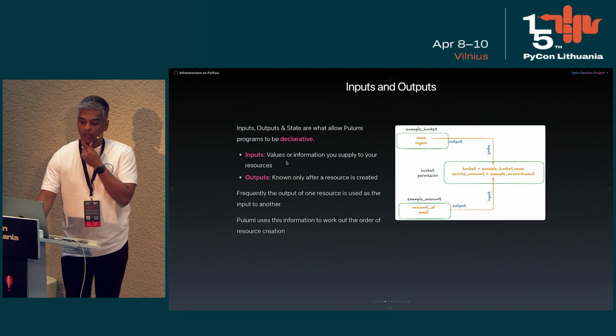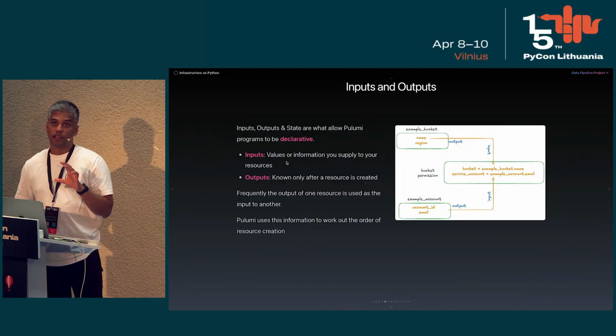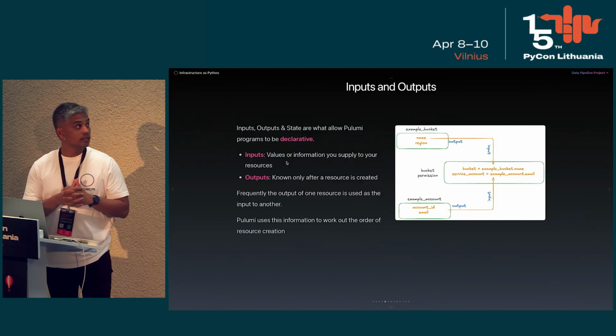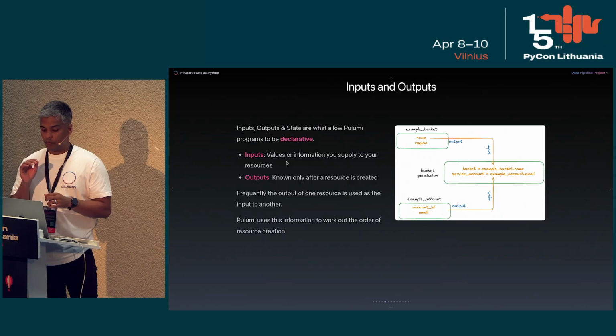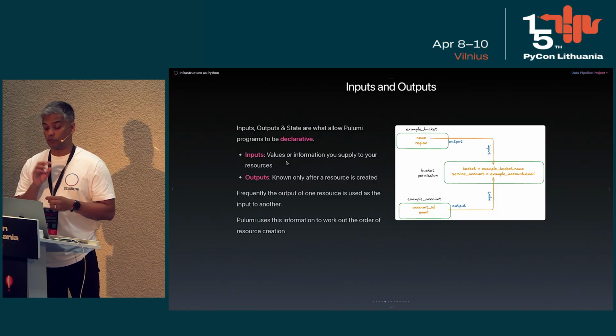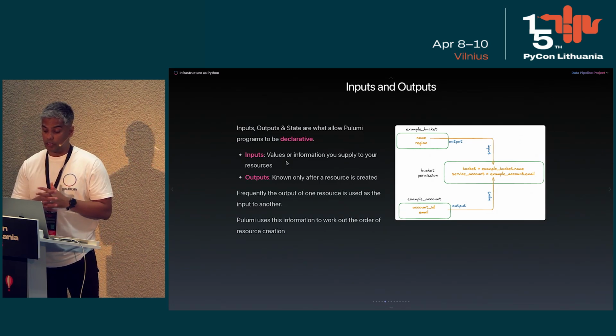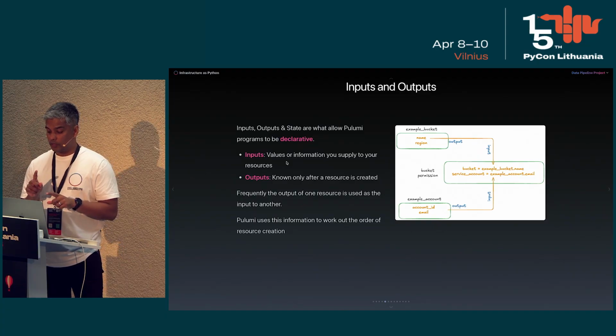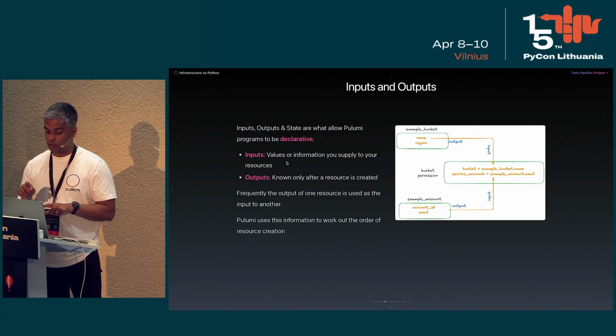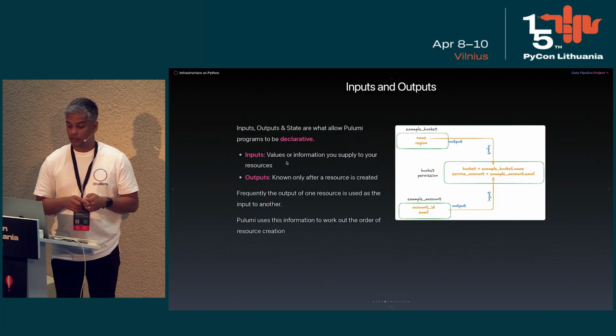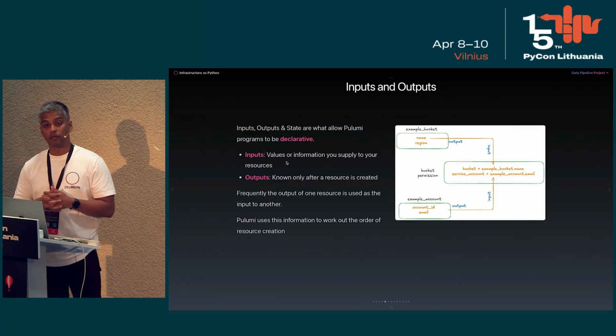Inputs and outputs are how Pulumi builds its dependency graph. So in this image, you can see that we want to assign some bucket permissions to a service account. By the use of inputs and outputs, so references to the object itself, Pulumi works out a dependency graph. So it will know that it needs to deploy the example bucket and the example service account before it can create the bucket permissions.